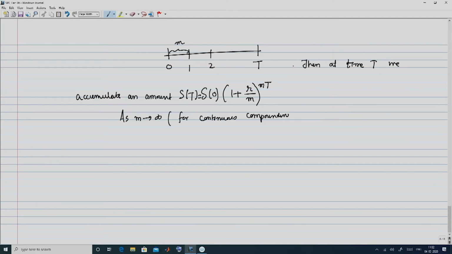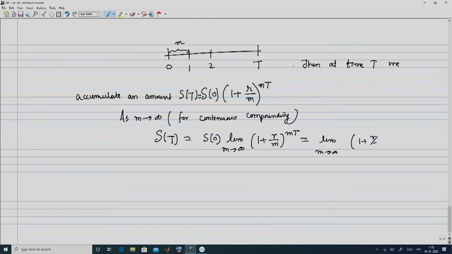Then what is going to be S of t if you start off with S naught? So, this is going to be S of 0 into limit of 1 plus R over m raised to m t as m tends to infinity, and this can be written as limit m tends to infinity of 1 plus R over m raised to m over R, whole thing raised to R t, and this limit you know is the exponent. So, this is going to be e raised to R t.